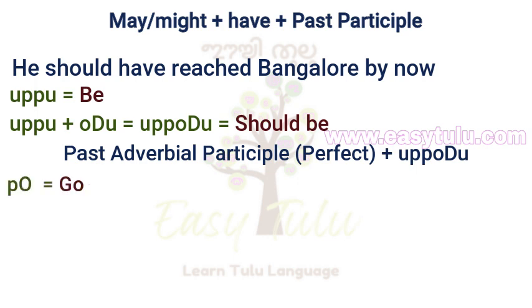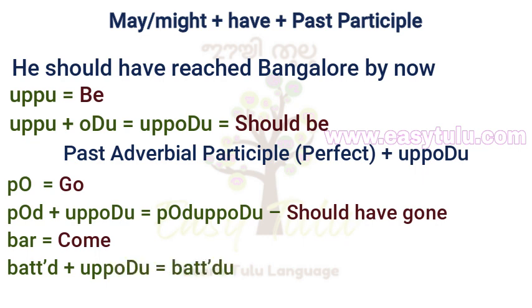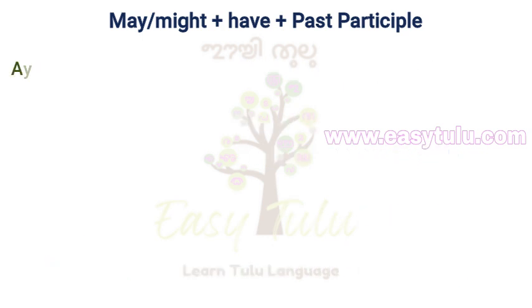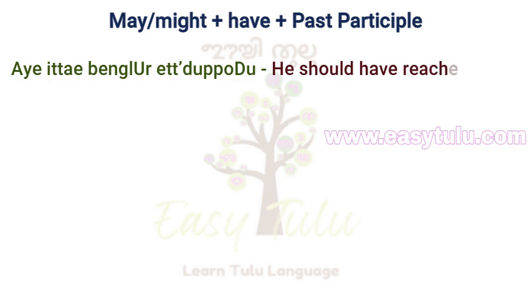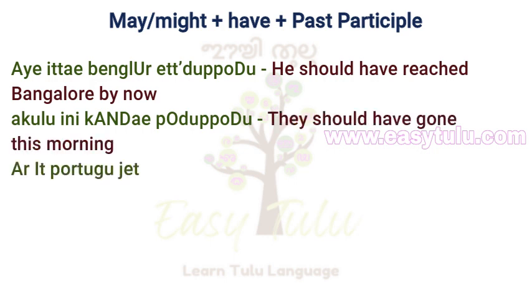Example, po means go. Podu is the past adverbial participle. Podu plus uppodu, poduppodu, should have gone. Baru means come. Batudu is the past adverbial participle. Batudu plus uppodu, batuduppodu, should have come. Aye itta Bangalore etuduppodu. He should have reached Bangalore by now. Akulu ini kanda poduppodu. They should have gone this morning.